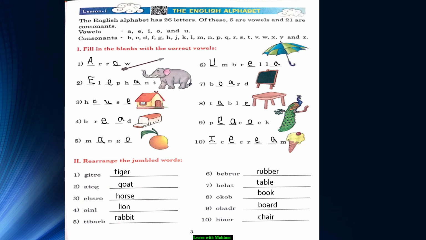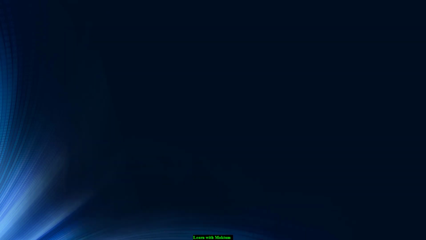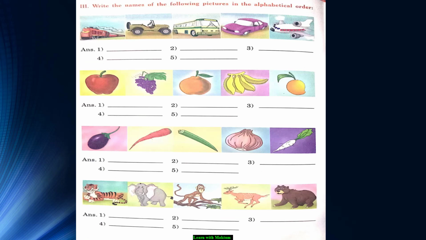Clear with this, kids? So write these things in your workbook and practice. Here you have to remember there are 5 vowels and 21 consonants. Which are those vowels? A, E, I, O, and U. Other than these five letters, the remaining are consonants. Clear, kids? Okay, moving on to the next one.